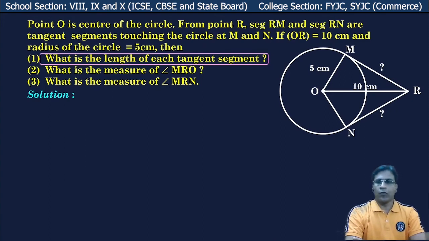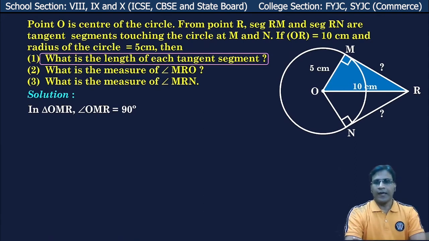Now let's talk about triangle OMR. Once we get the value of RM, we can easily get the value of RN also, because R is an external point and RM and RN are tangent segments, so their lengths will be equal. So our first motive is to get the length of RM. Now OM is a radius, RM is a tangent segment, so angle OMR has to be equal to 90 degrees. Now whenever we get a right angle triangle, we always first think about Pythagoras theorem.